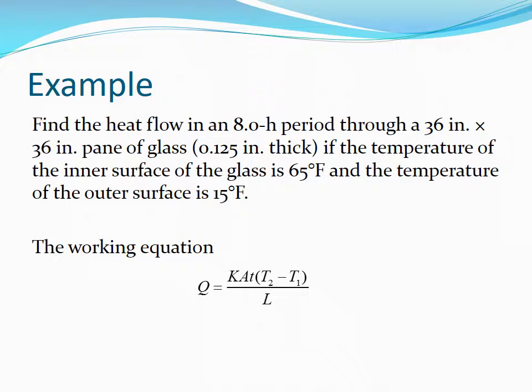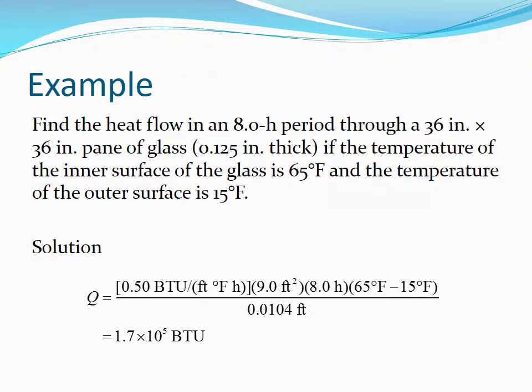The working equation is Q equals K A t (T2 minus T1) over L. Substituting the numbers we know, the total heat flow is 1.7 times 10 to the 5 BTU.